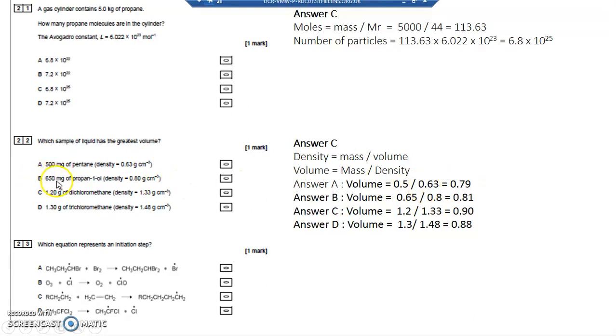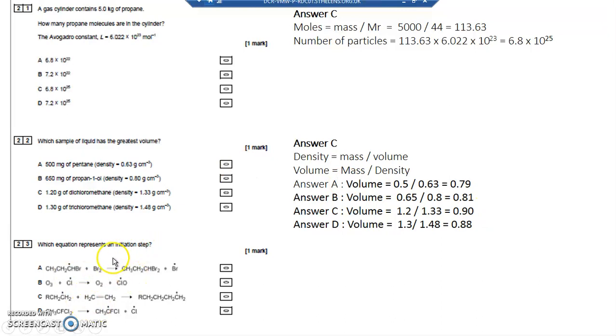B, milligrams again, divide by 1,000, 0.65, divide by its density 0.8, 0.81 centimeter cubed. This time it's given in grams, so this is easy. 1.20 divided by 1.33, 0.9. Again, grams, 1.3. I've got the right units, divided by 1.48, 0.88. My highest value is 0.9 centimeters cubed. The answer is C.